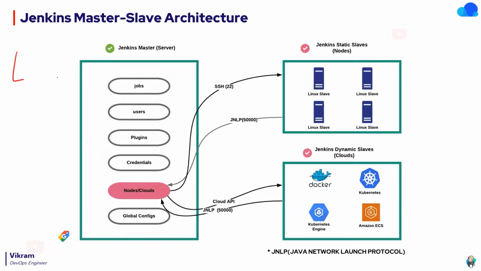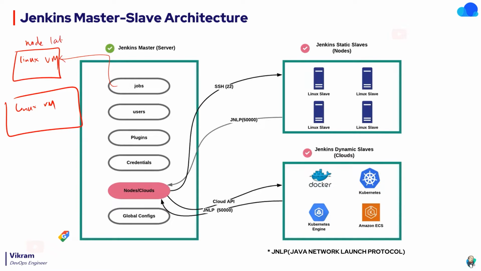Let's assume I have defined a Linux node, a Linux VM, and I have a couple of Linux VMs. If I have to run a job, I can decide which node to run on using node labels. I can label the node, and when writing the pipeline, I can decide which node label the pipeline should run on. Jenkins then connects to the proper node and runs it. These are all static nodes, always-on nodes, connected to Jenkins 24/7.